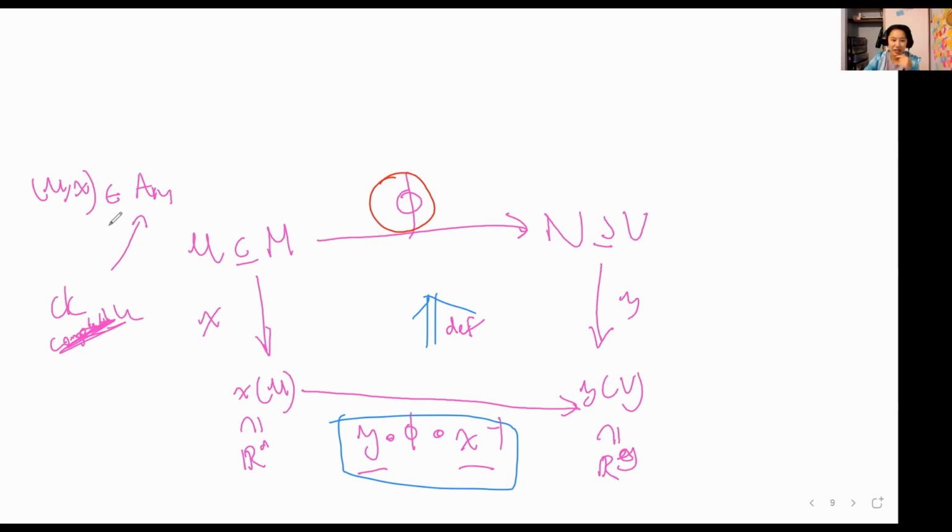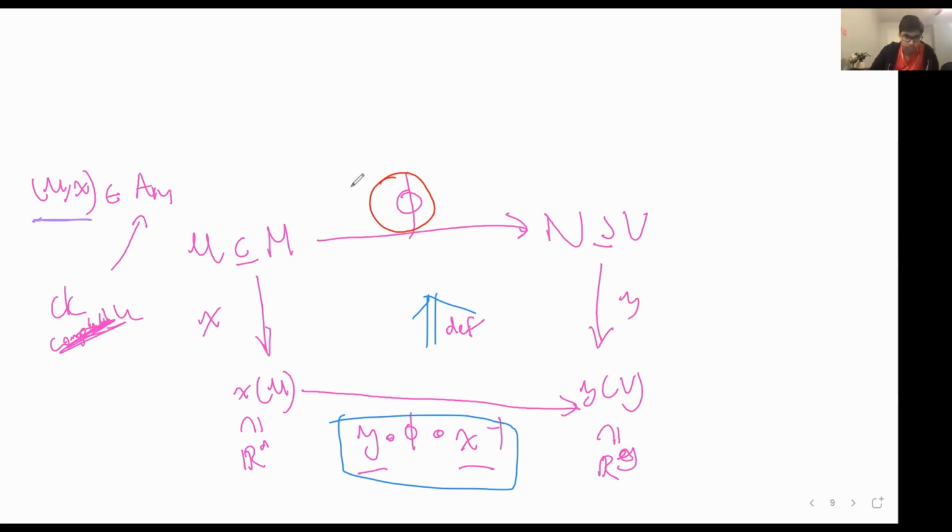Right. So here we have chosen some arbitrary u and x from our atlas. We have to make sure that whether this is differentiable or not doesn't depend on the particular chart that we have chosen. So we have to make sure it's well defined, so it doesn't depend on the arbitrary choice of chart we pick.